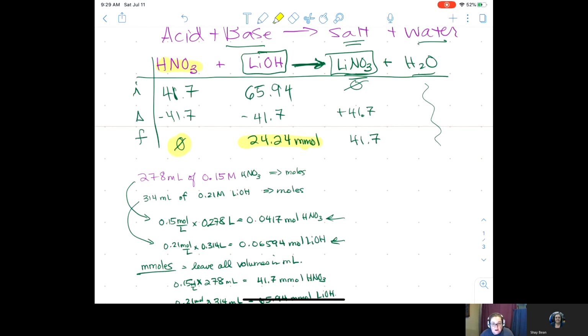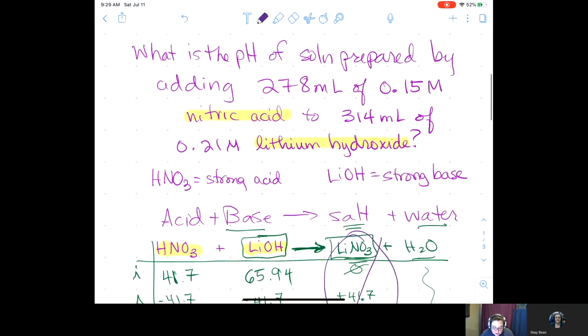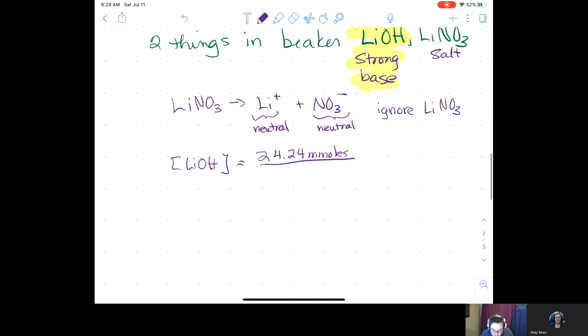So how much did I have left? I had 24.24 lithium hydroxide left. Remember, I am ignoring the lithium nitrate because it was neutral. So 24.24 moles. And actually it's millimoles, sorry. Sometimes I just call it moles because it works the same, divided by the milliliters in the container, and I dumped two things together. I dumped 278 milliliters and 314 milliliters together. So let me add those together. That's 592 milliliters.